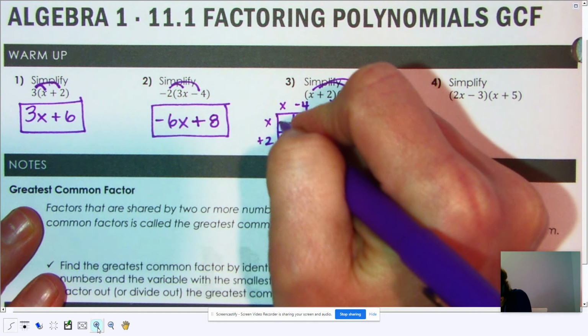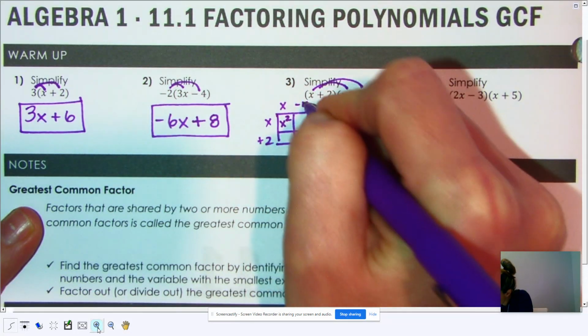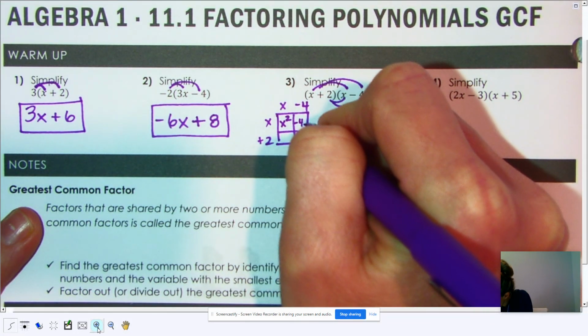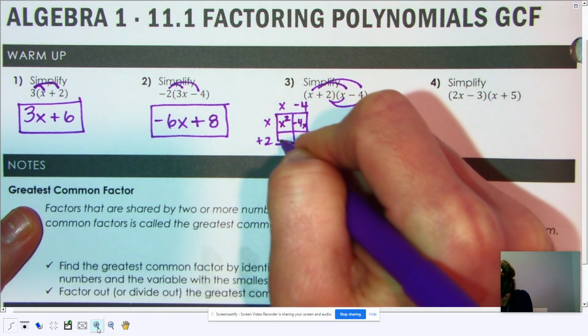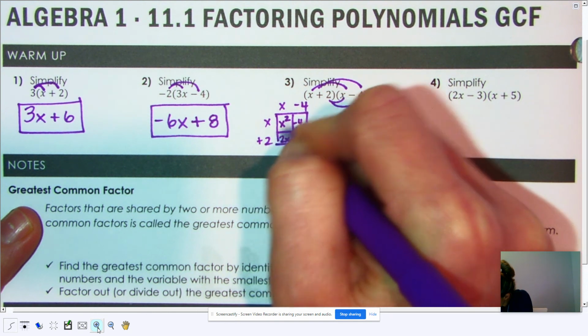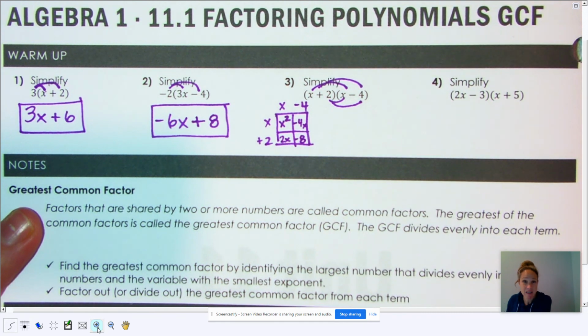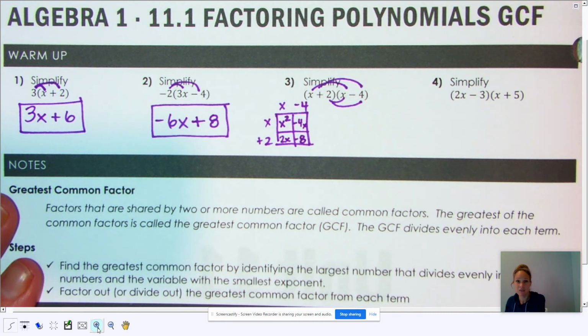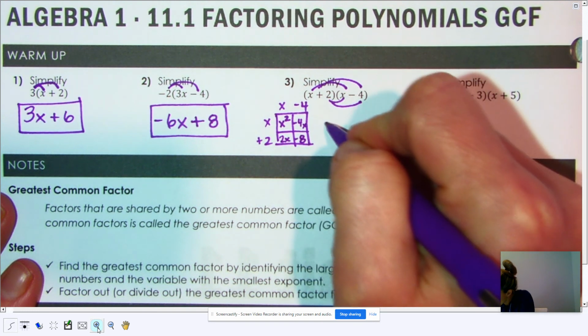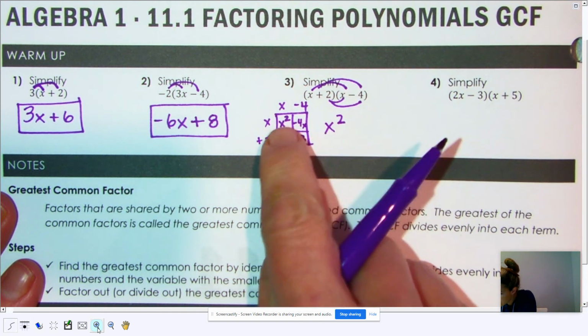So x times x is x squared. X times negative 4 is negative 4x. X times 2 is 2x. And a positive 2 times a negative 4 is a negative 8. Then we start with the highest exponent so that we get our answer in standard form. So we have x squared, the 2 being the highest exponent.